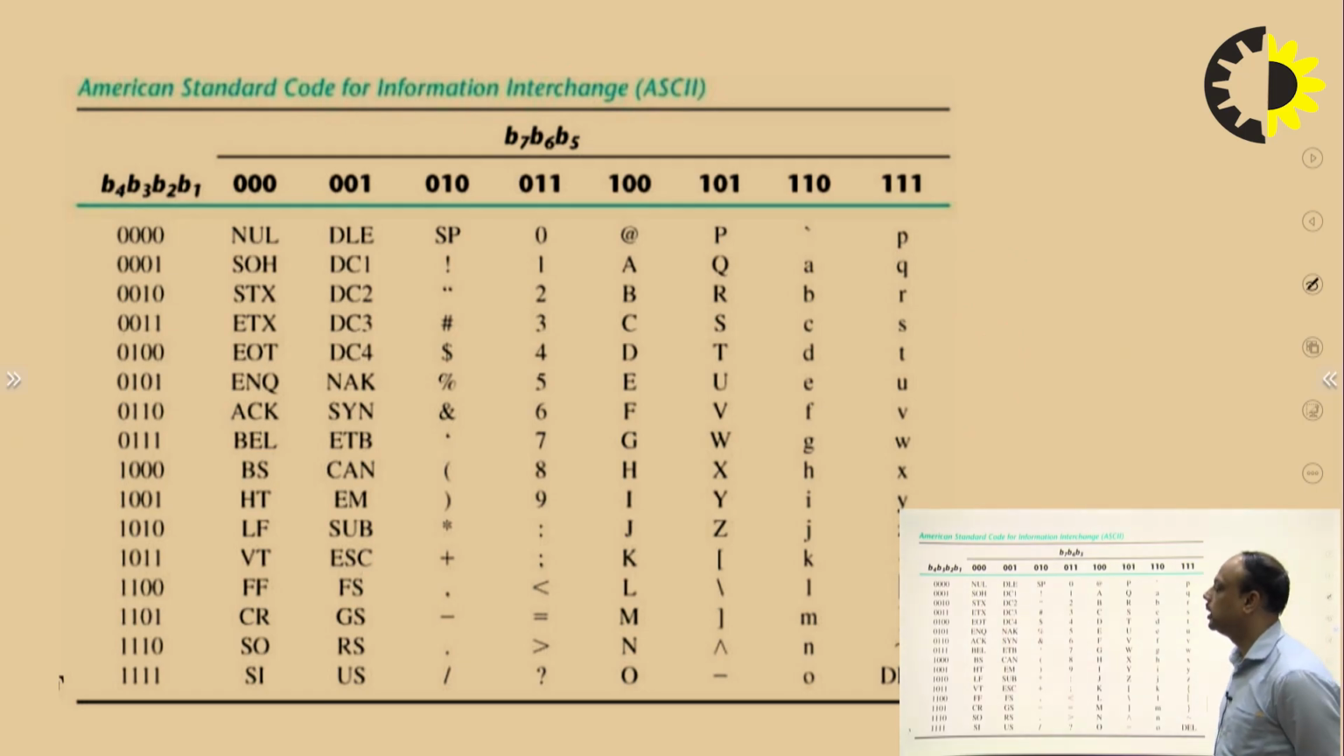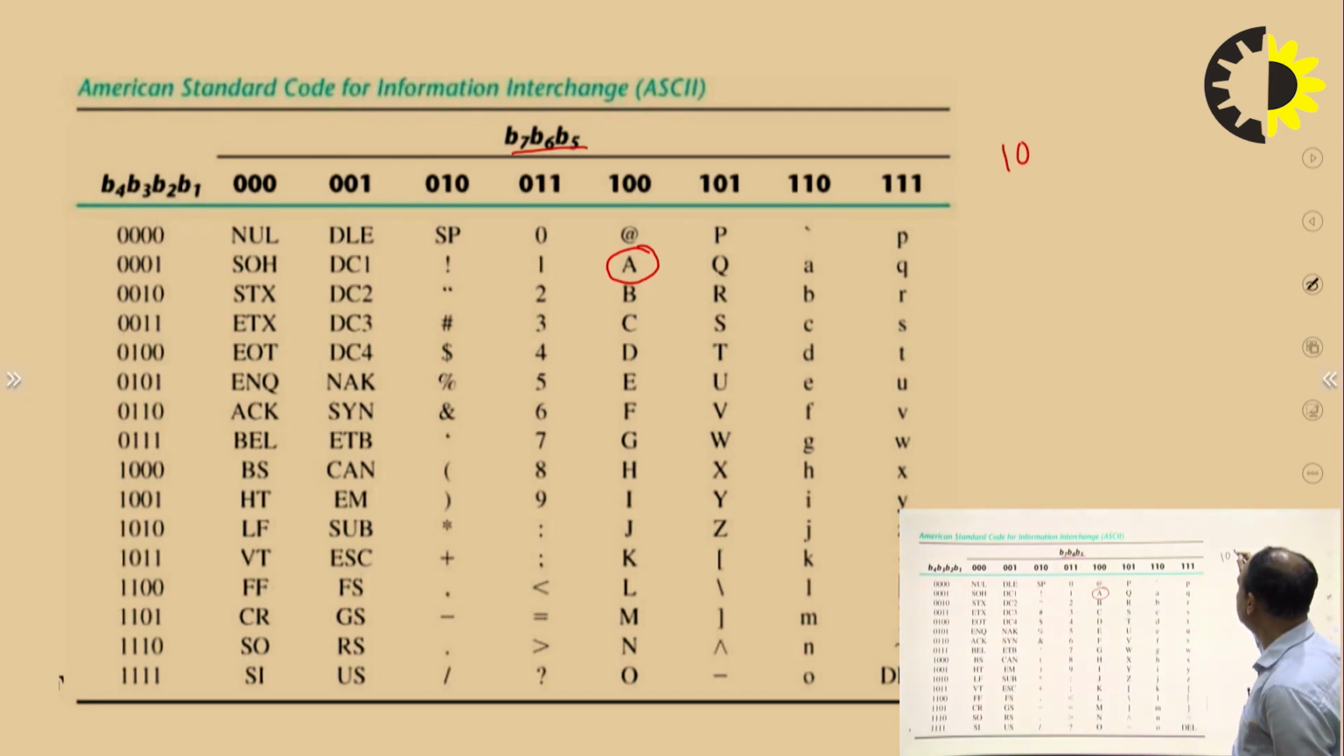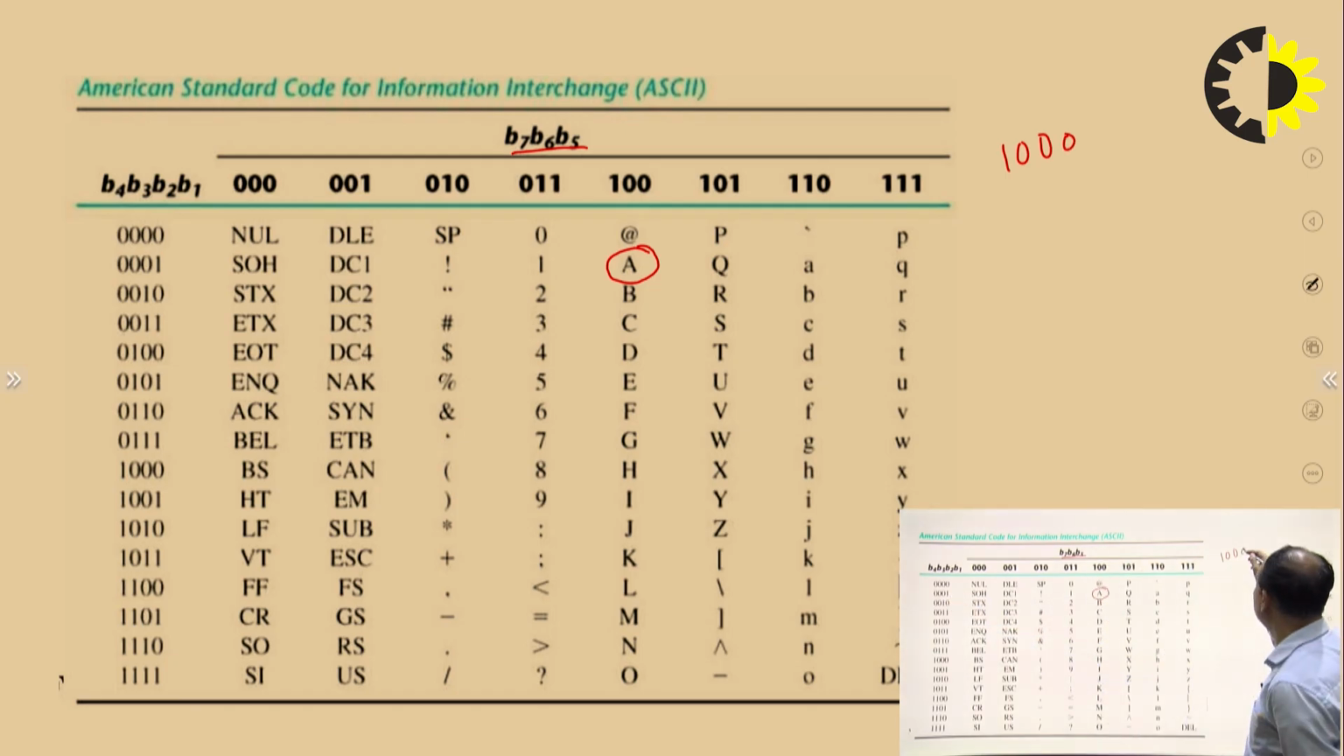Now this is the standard ASCII table in which you can see how the code is represented in the different text. Like for capital A, the most significant bits are 1 0 0 and the least significant bits are 0 0 0 1. So this is the code of capital A in this ASCII table.